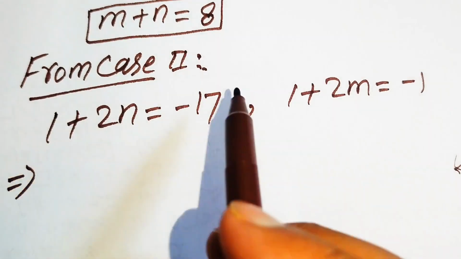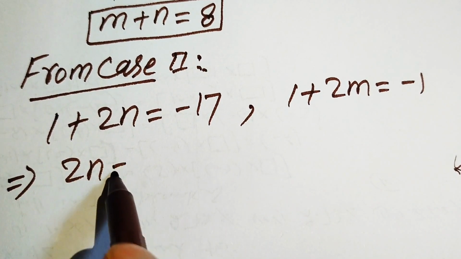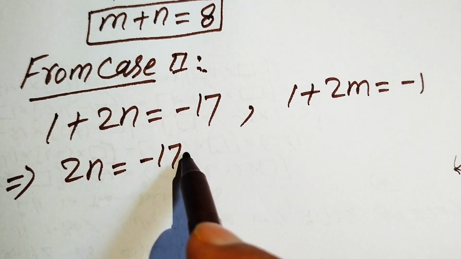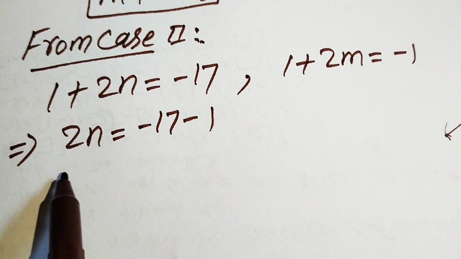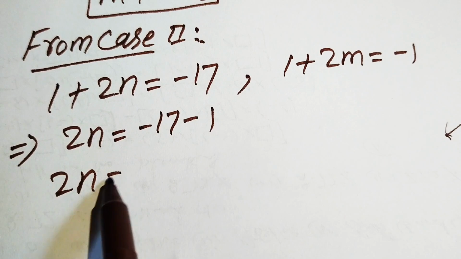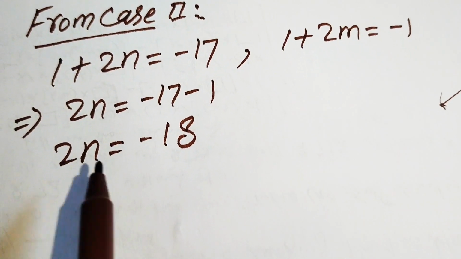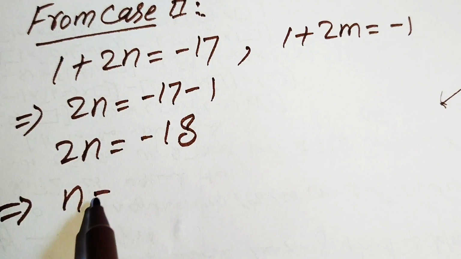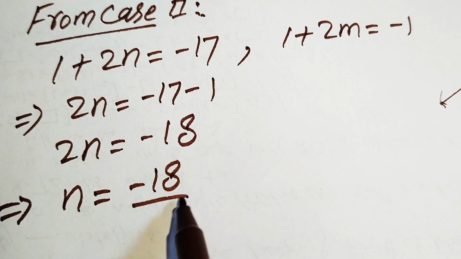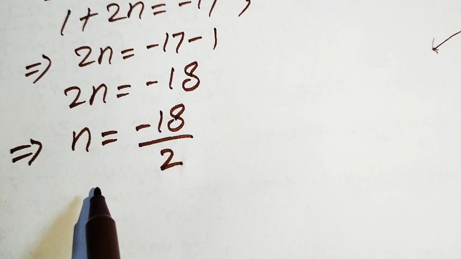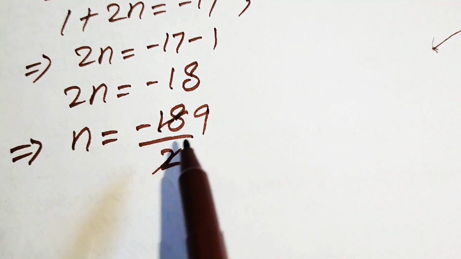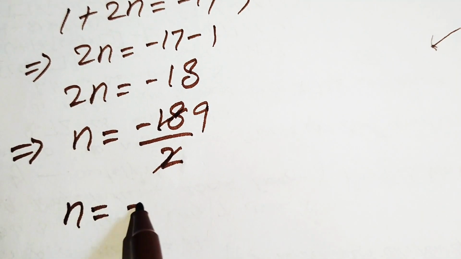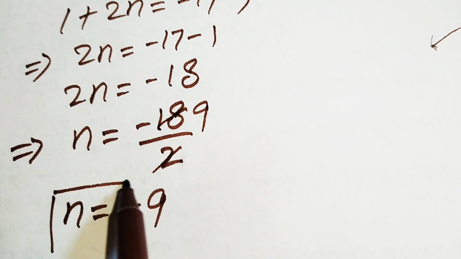First we move this plus 1 to the right hand side, and we get 2n equals minus 17 minus 1, and here we have 2n equals minus 18, and we move this 2 to the right hand side, and we get n equals minus 18 over 2. So 2 nines are 18, and we get the value of n equals minus 9.